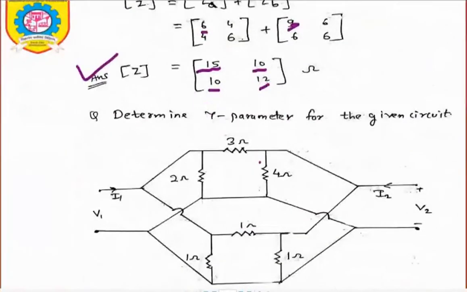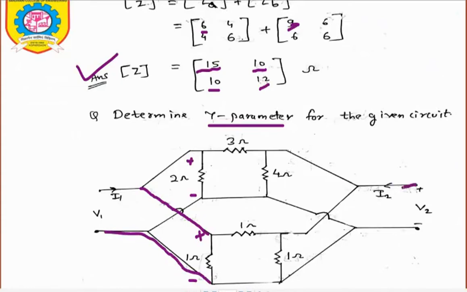Now next, we have to determine the Y parameter for the given circuit. Which type of connection is it? It is a parallel connection because the voltage V1 is the same as the voltage here, and voltage V1 is the same as the voltage here. See this wire? This is the V1 wire, the positive terminal of V1, and this is the negative terminal of V1. As voltages are the same, this is a parallel connection.